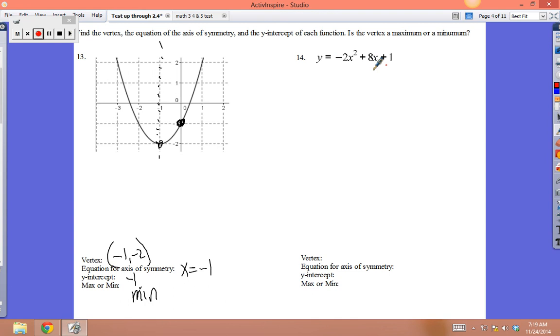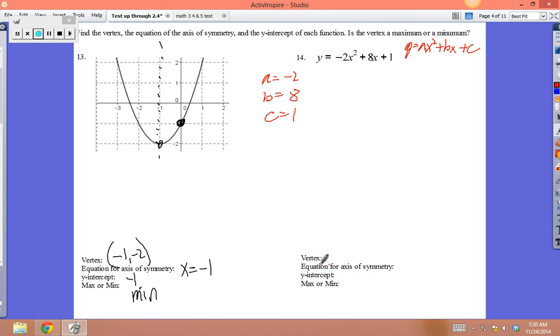If you're looking at an equation, this equation is in standard form. Standard form is y equals ax squared plus bx plus c. So you need to identify a, which is how many squares you've got. So a is negative 2. b is how many x's you've got. That's 8. c is how many 1s you've got. I just have 1. So there's a, b, c.